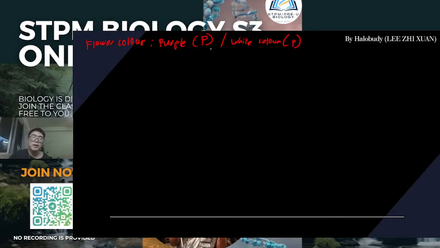So purple color is capital P, which is dominant, and then white color is recessive. Okay, recessive. Now the first time we do the experiment, the easiest way is when we use the parents.